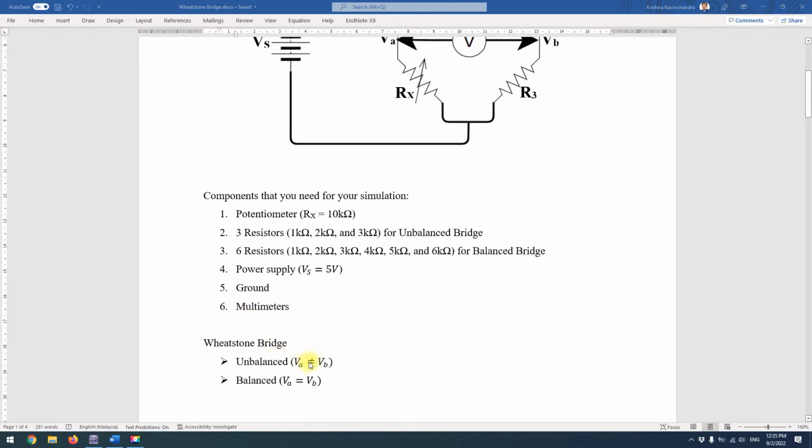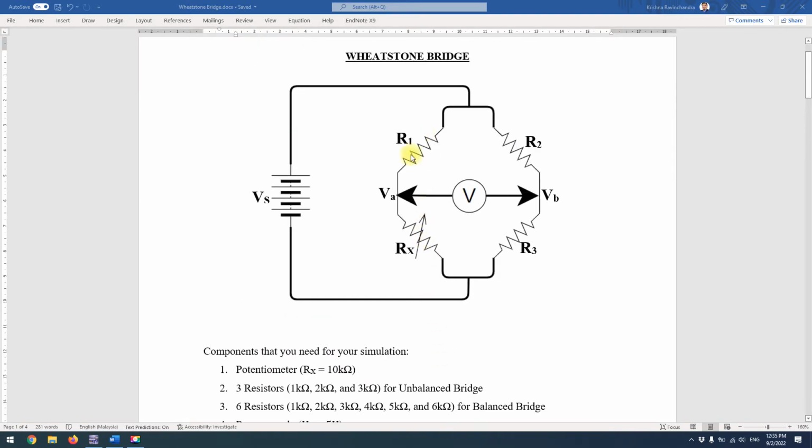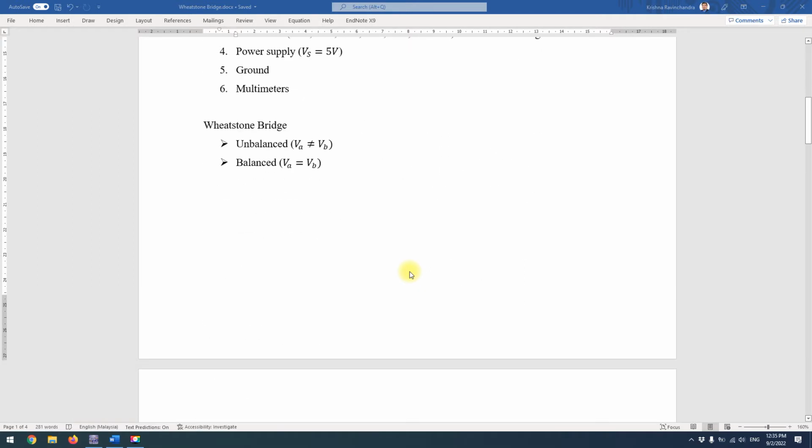Therefore, the reason why the equation says VA is not equal to VB is that since these three values are constant, VA and VB will not be equal to each other. Only at one point will it be equal, because we are changing the potentiometer values all the way from maybe 0k to 10k depending on what you're looking for. In this simulation, I'm just doing three different potentiometer scenarios. Let me scroll down a little bit.